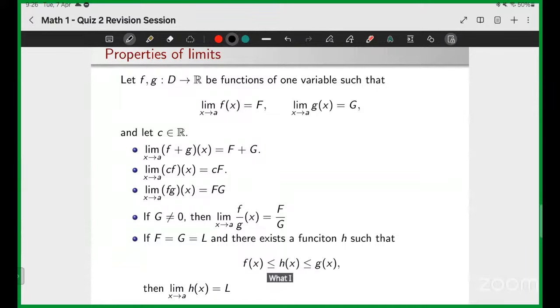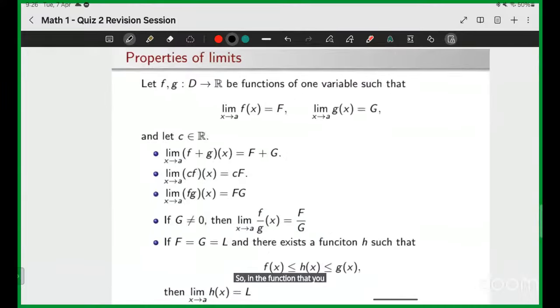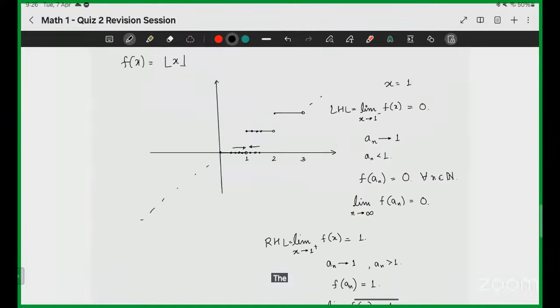Sir, I have a doubt. In the function that you have made, the graph, is this one the mod of x graph? Not the mod function. This is discontinuous. This is the floor function.